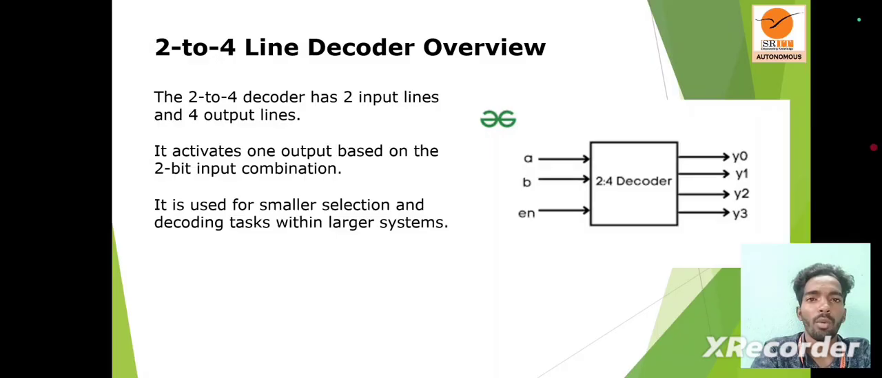2-to-4 line decoder overview. The 2-to-4 decoder has two input lines and four output lines. It activates one output based on the 2-bit input combination. It is used for smaller selection and decoding tasks within larger systems. Here we see the diagram. A, B, and enable are the inputs of the 2-to-4 decoder and the outputs are Y0, Y1, Y2, Y3. The diagram is clearly shown in this slide.